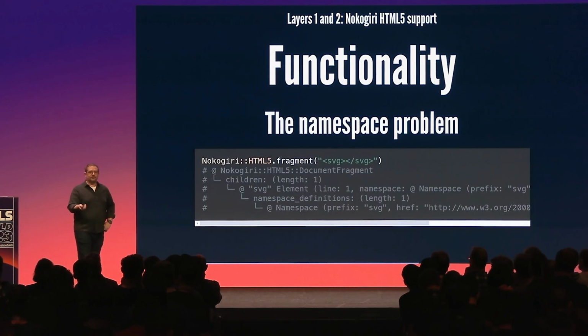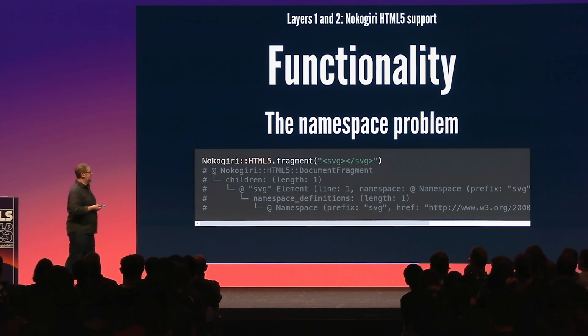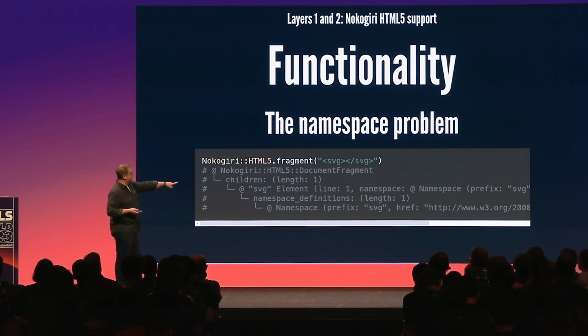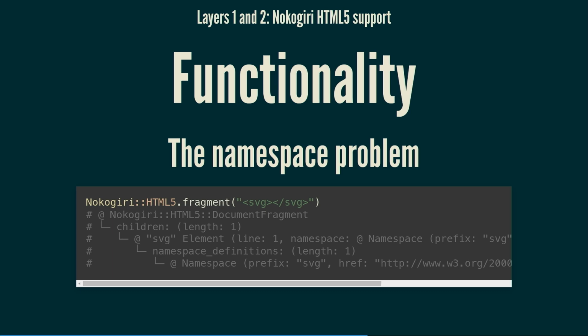One interesting piece of functionality that broke was namespaces. So going back to foreign contexts for a second, SVG and math, if you recall, are special in HTML5. And they're special in that they have a namespace. So if you look at this on the far right, you can see that there is a namespace with a prefix of SVG. That's new. HTML never had namespaces before HTML5.